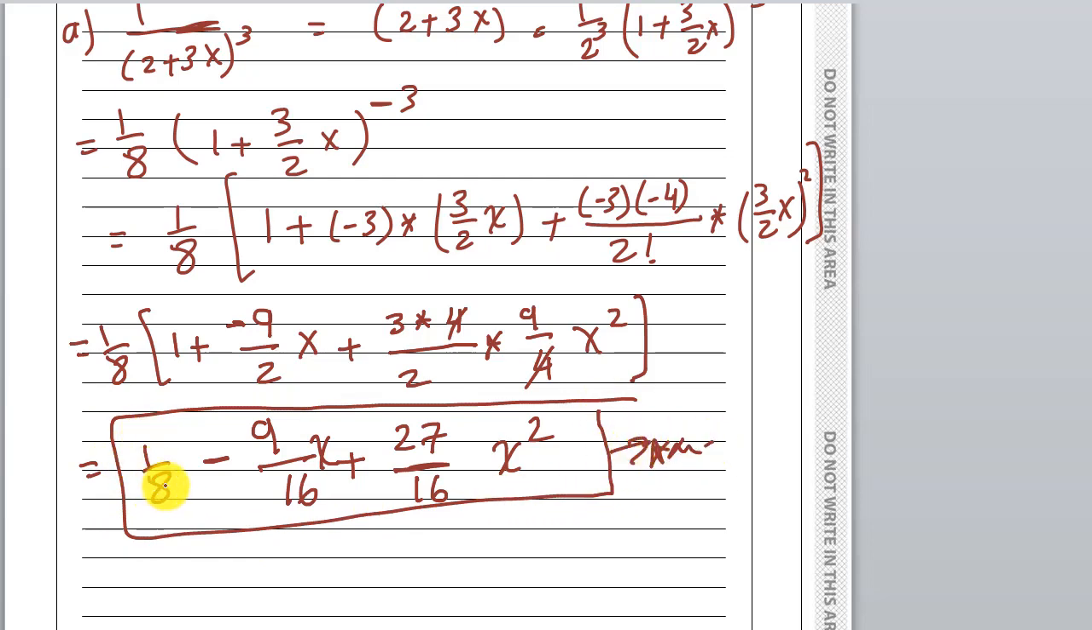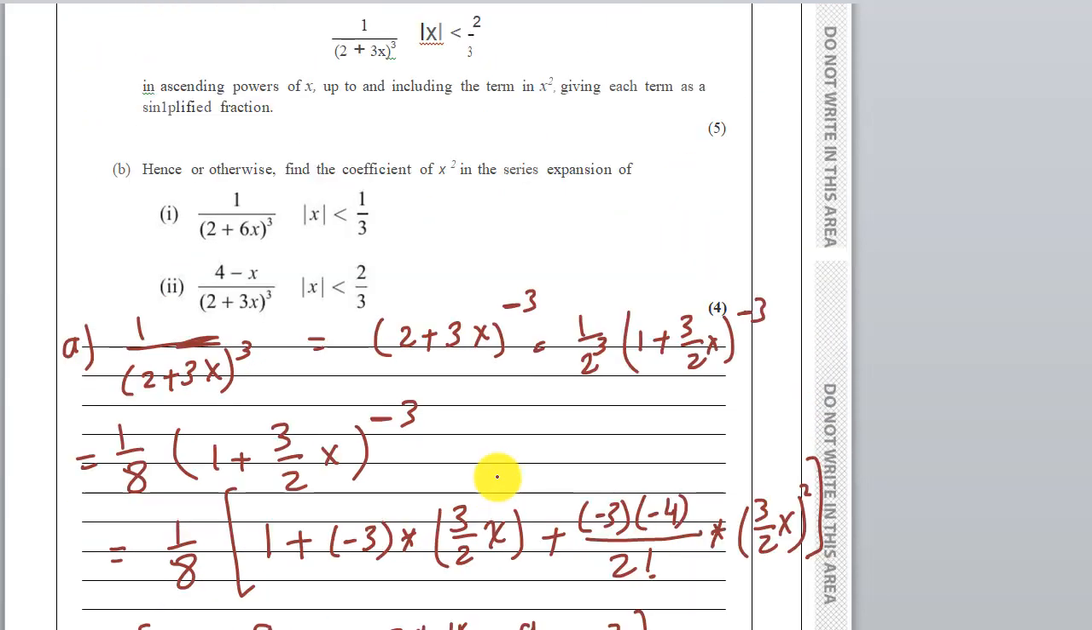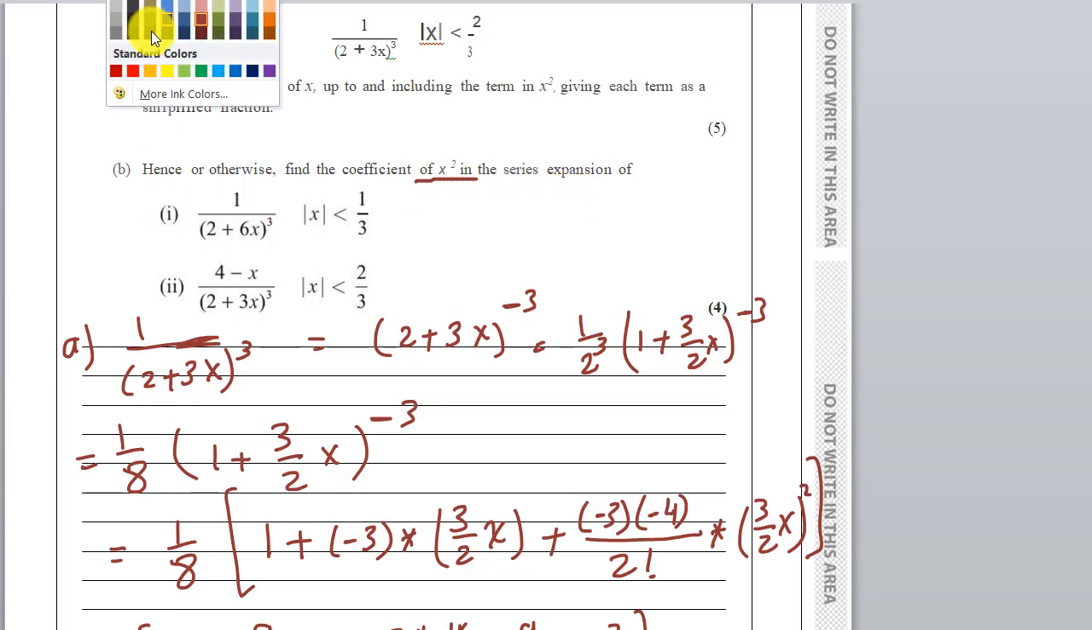Okay, so 1/8 - 9/2 - 9/16 x + 27/16 x squared. Okay, let us go ahead. Hence or otherwise, find the coefficient of x squared in the series expression here. Let us start to solve this part.